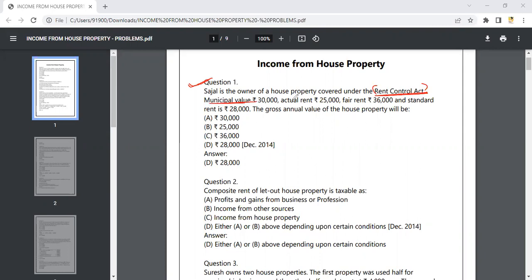Then coming to the municipal value, which is 30,000. Municipal value is nothing but the value on which you pay taxes to the municipal officer for whatever property you own. That is what we call the municipal value. And then we have an actual rent. Actual rent is nothing but the rent that you pay for occupying the property of another person. And then we have a fair rent.